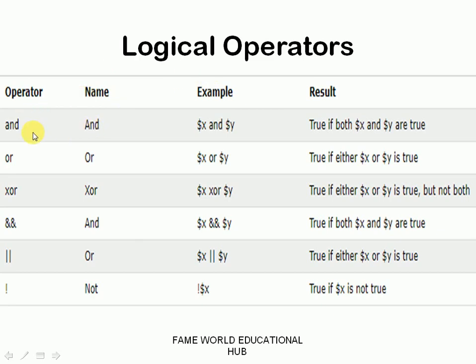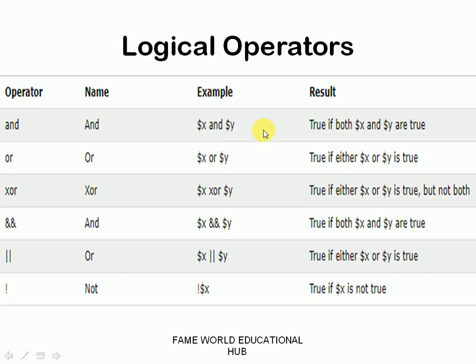The first logical operator is and, and its name is and. So in the example, you can see x and y. And what is the meaning of the and operator? This and operator is basically used to check if both x and y are true. That is, if both x and y are true, then it will return true.